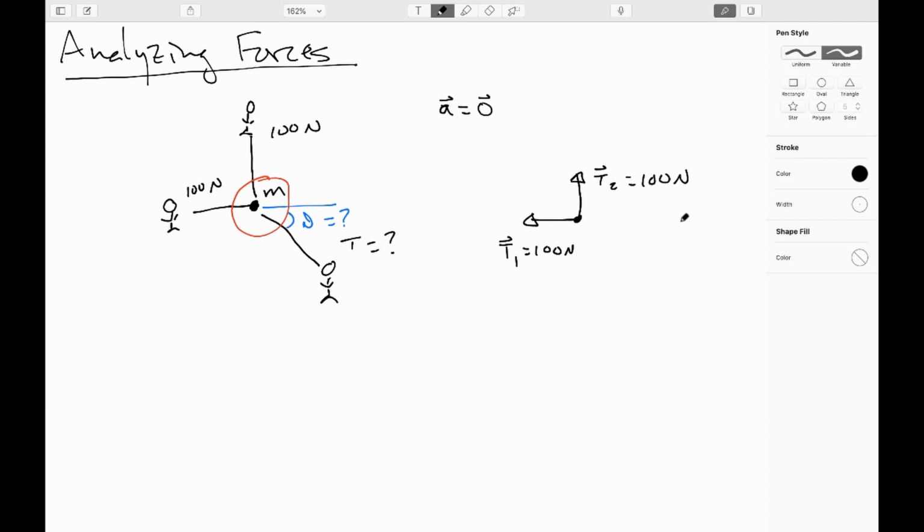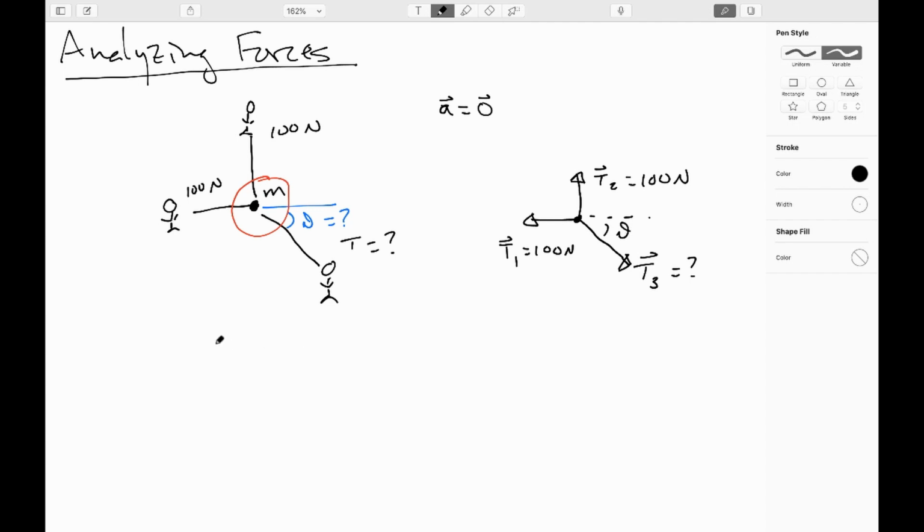Now since the acceleration is 0, we know the forces have to add up to 0. So if I were to just do the parallelogram rule to add these two, I'd get something like this. I'd have to add in something that would cancel that. So I know that T3 has to be pointing this way. And again, we don't know the magnitude or the angle.